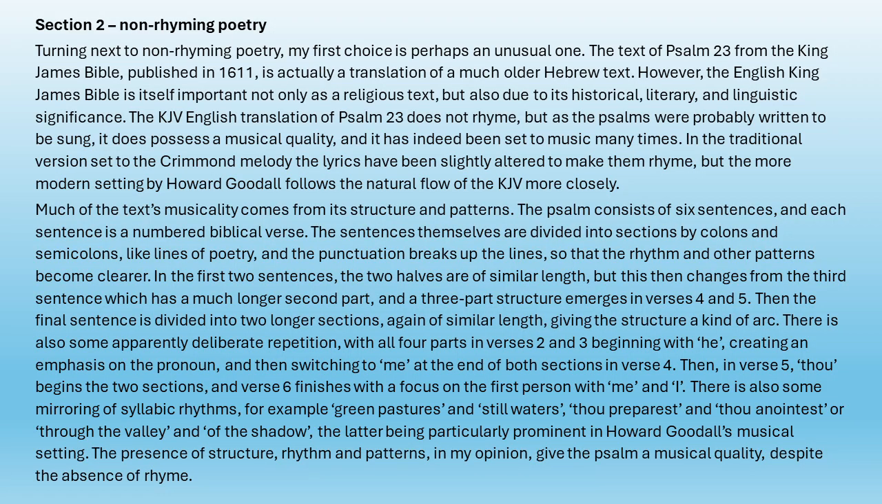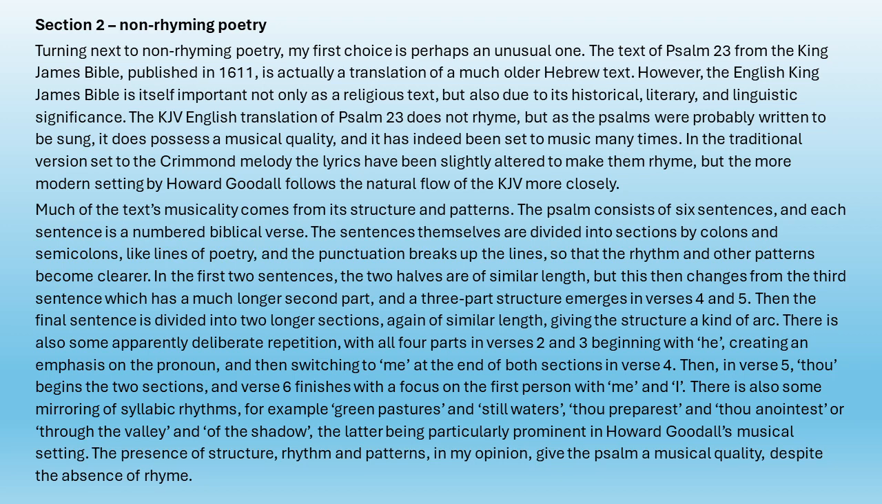So that's the first section on rhyming poetry, and now I turn to my second section, non-rhyming poetry. Turning next to non-rhyming poetry, my first choice is perhaps an unusual one. The text of Psalm 23 from the King James Bible, published in 1611, is actually a translation of a much older Hebrew text. However, the English King James Bible is itself important, not only as a religious text, but also due to its historical, literary, and linguistic significance.